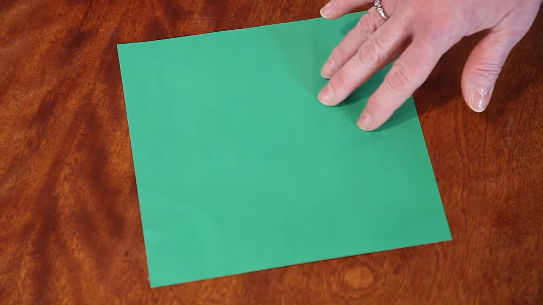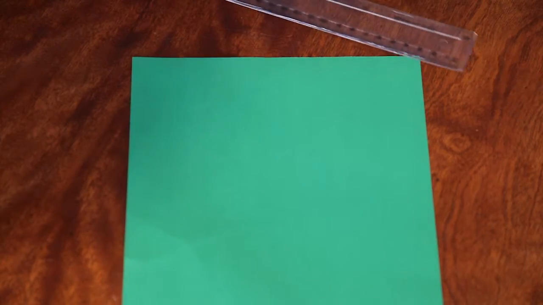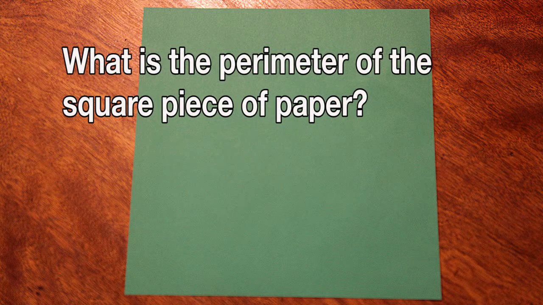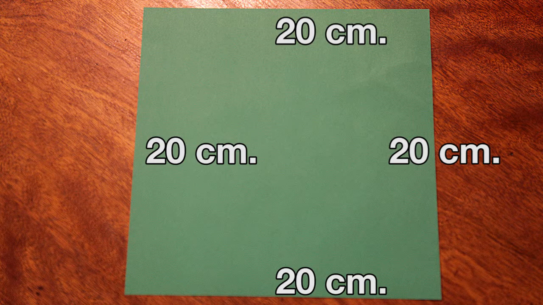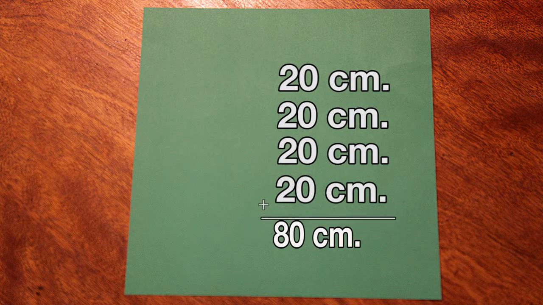In another example, we can quickly find the perimeter of this square piece of paper using a metric ruler. We find one side to have a length of 20 centimeters. You decide. What's the perimeter of the square piece of paper? Since the paper is square, all 4 sides are the same length of 20 centimeters, and when added together, its perimeter is 80 centimeters.